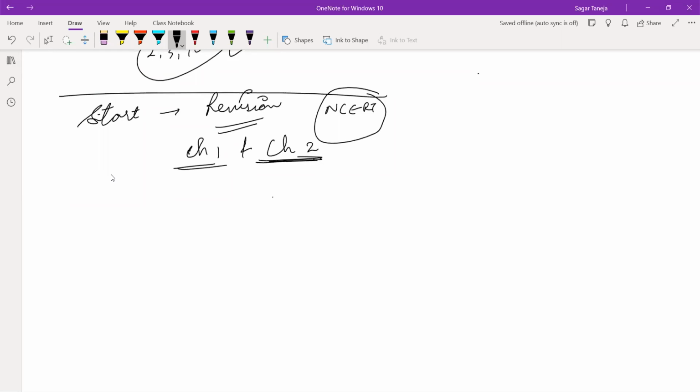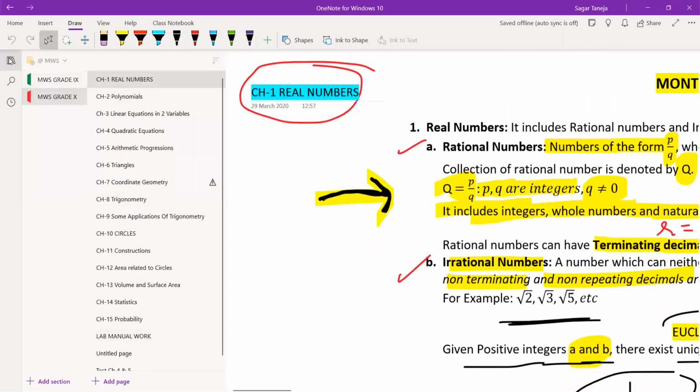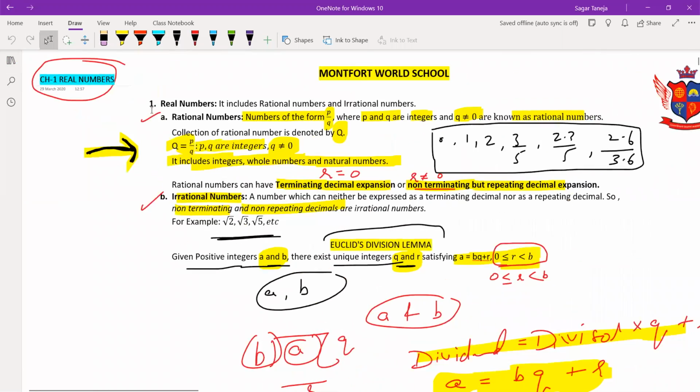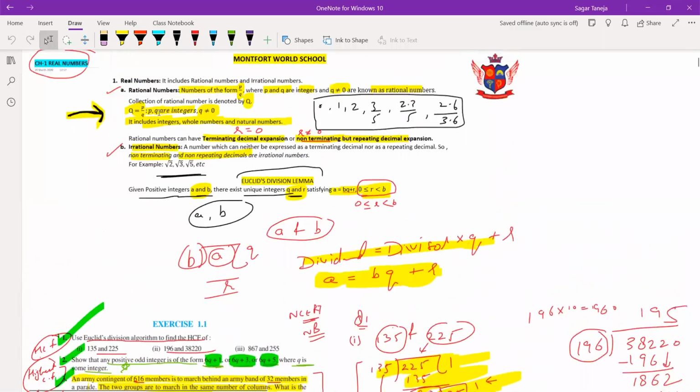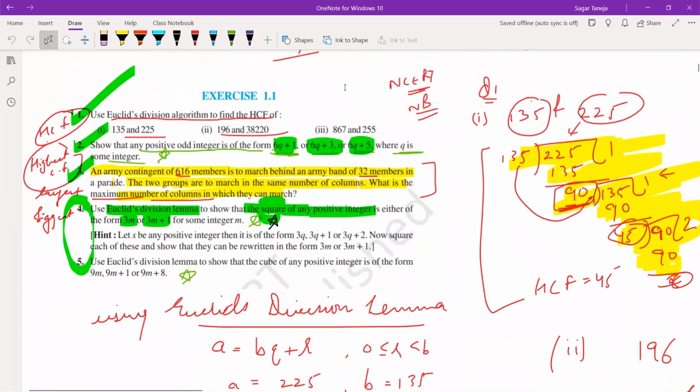Okay, so we are starting with the revision of NCERT, chapter number 1 and 2. Let me tell you what you have to do in chapter number 1. Earlier we have done exercise 1.1 also, that you can leave, which is not in your syllabus. It will not come in your exam. But a question like this can come. In this exercise, only do this question. Question number 3, to find the LCM and HCF of.